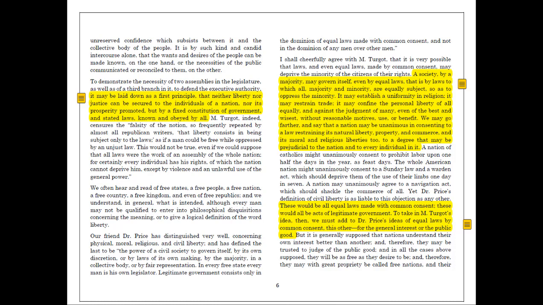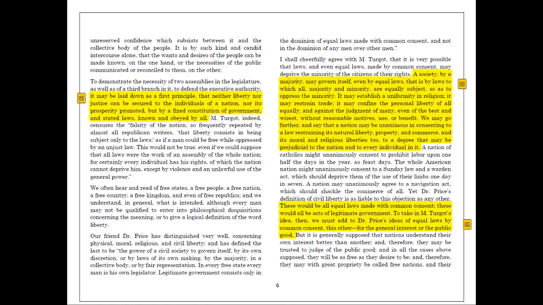defend the executive authority, it may be laid down as a first principle that neither liberty nor justice can be secured to the individuals of a nation, nor its prosperity promoted, but by a fixed constitution of government and stated laws known and obeyed by all.